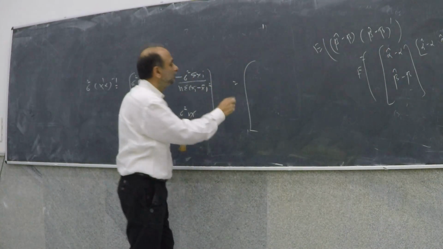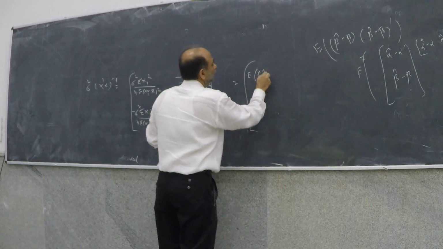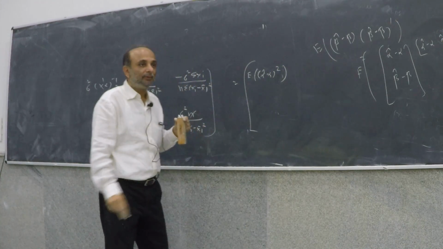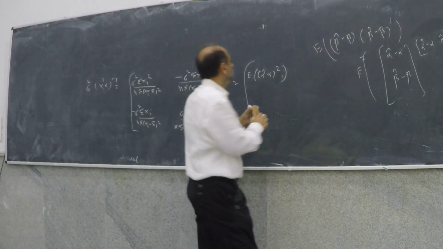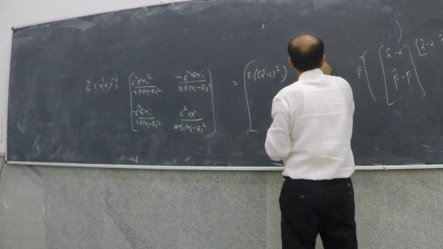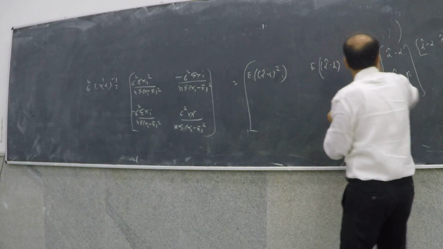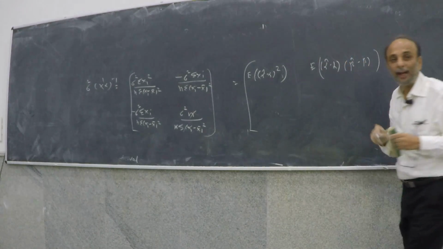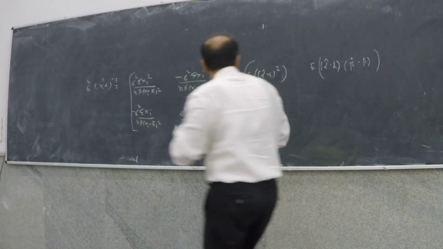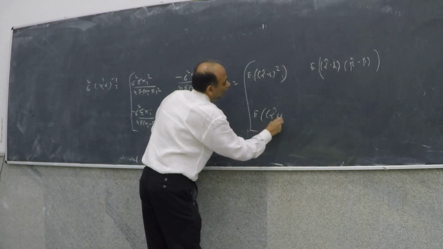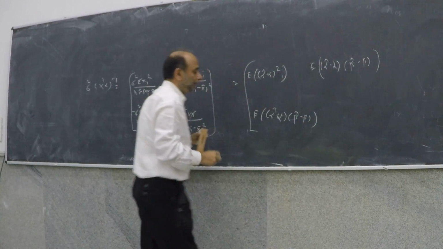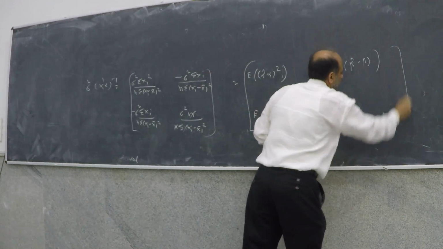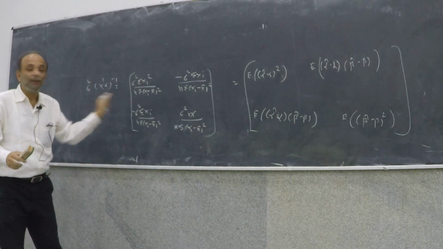This will be, first, the expected value of alpha hat minus alpha square, that will be the first term, first row into first column. Then you will get here the expected value of alpha hat minus alpha, beta hat minus beta, and here you will get the expected value of alpha hat minus alpha, beta hat minus beta. So this is this matrix.